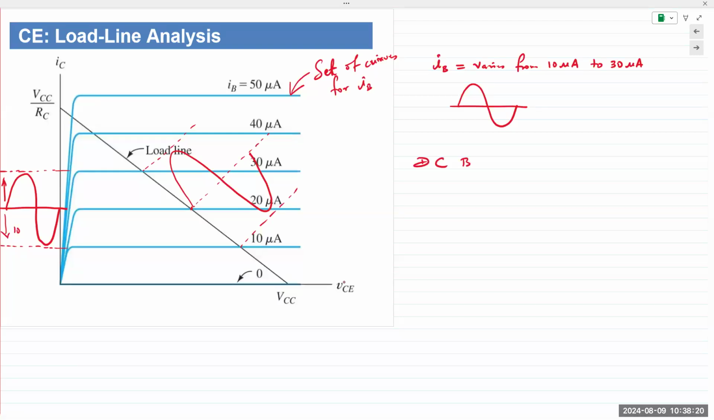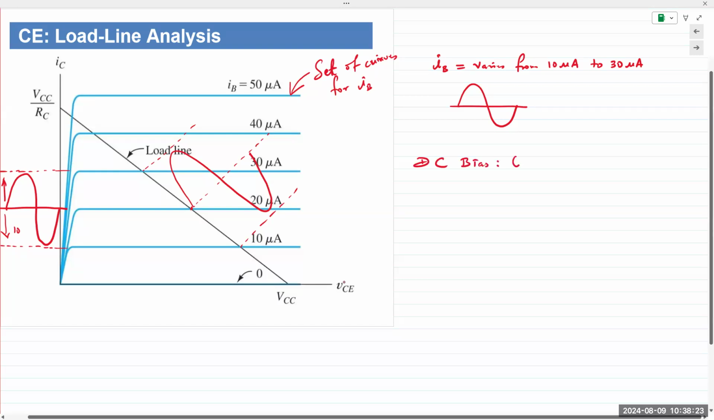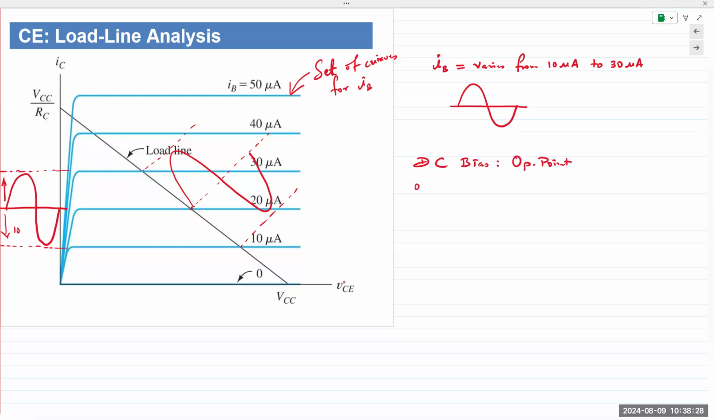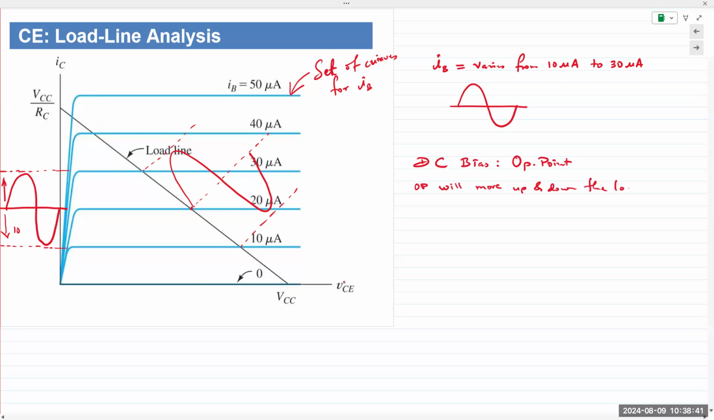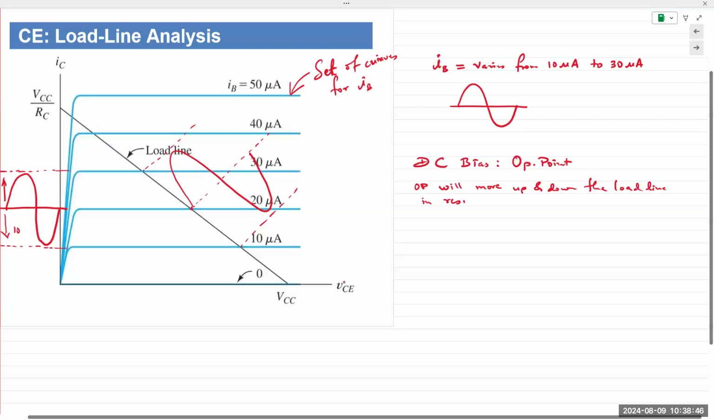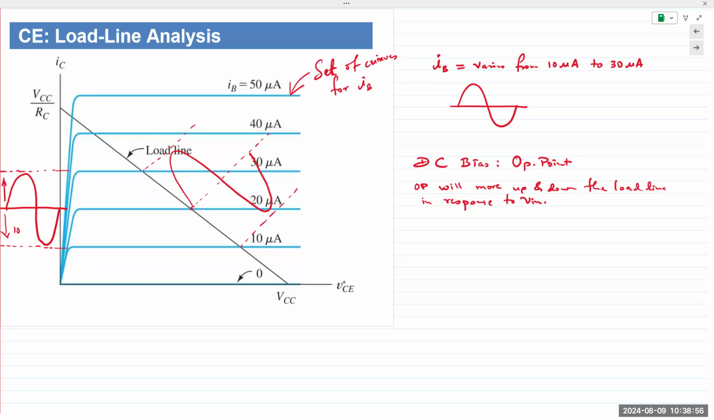So you apply DC bias, you obtain an operating point, then this operating point will move up and down the load line in response to V-in, because V-in is being combined with VBB at the input side.